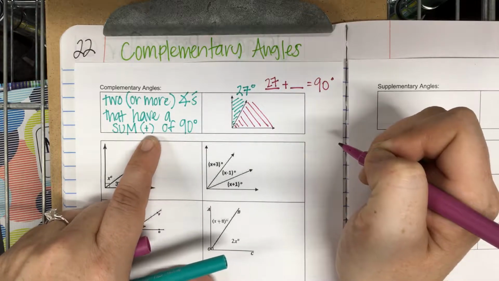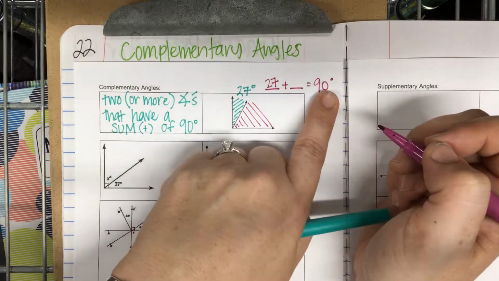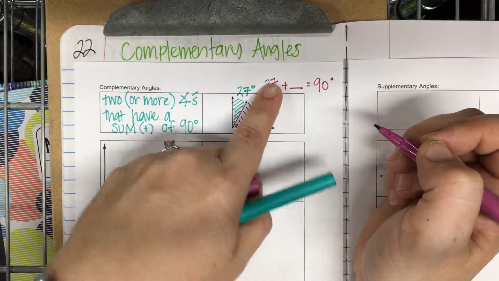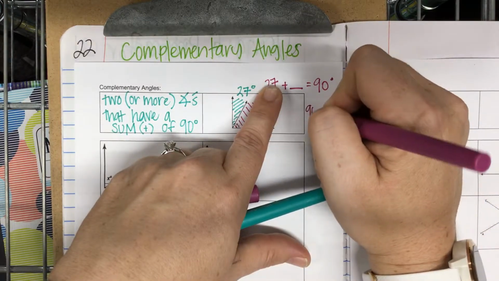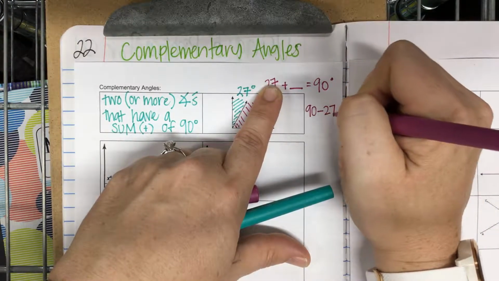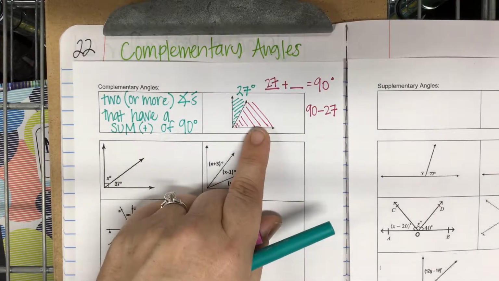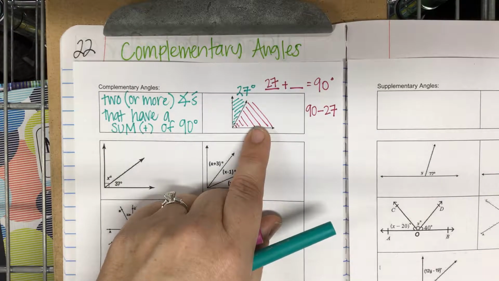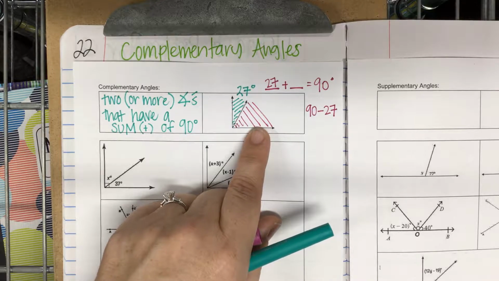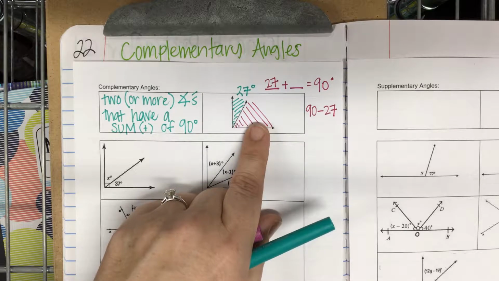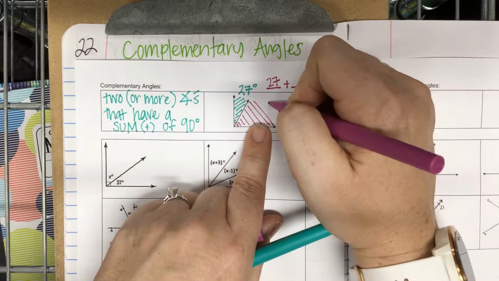So Jordan said I could do 90 minus 27 to get my unknown angle measurement. What is this pink angle? 63 degrees.